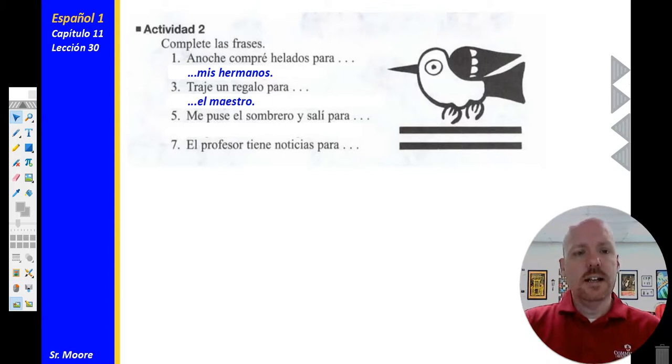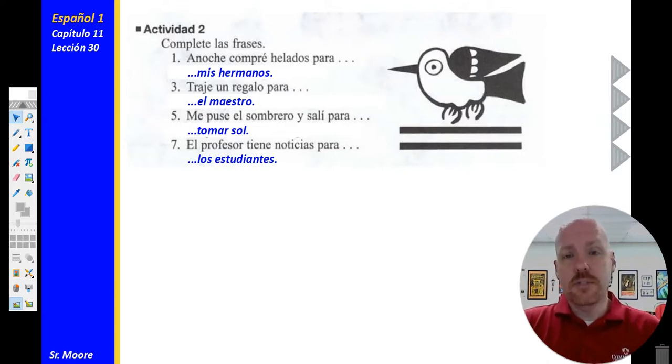Okay, número 3, traje un regalo para el maestro. I brought a gift for the teacher. Always a good idea. Número 5, me puse el sombrero y salí para tomar sol. I put on my hat and I left to take in some sun. Número 7. El profesor tiene noticias para los estudiantes. The teacher has news for the students. Again, in each of these, you can see some very good uses of the preposition para.